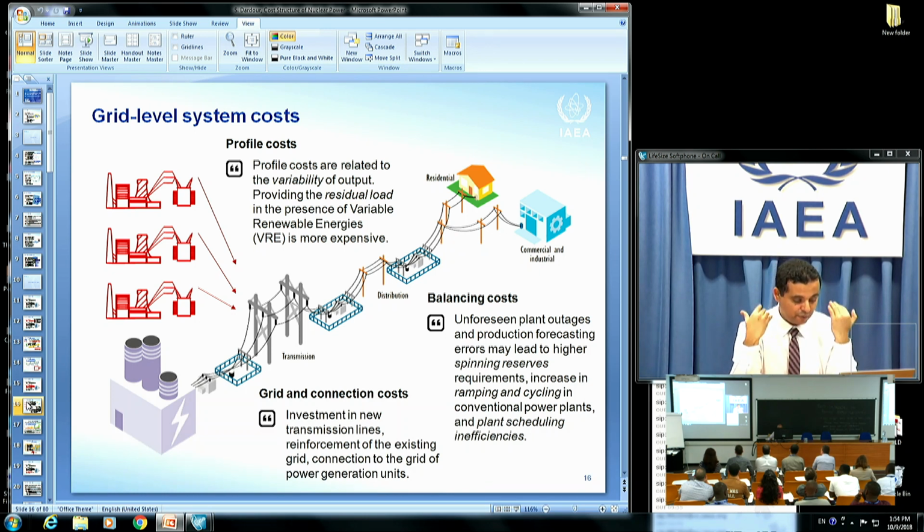And finally, we have the third item, which is grid and connection costs. These are basically the costs related to investments in the grid, which are necessary for integrating, let's say, offshore wind turbines within the grid. When we install offshore wind turbines, we have to invest in a power transmission system, and that has a cost. And that cost is not taken into account in what we call the plant level costs, which stop at the boundary of the plant. So slide 17.